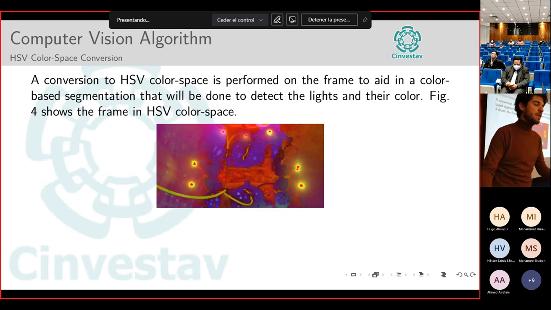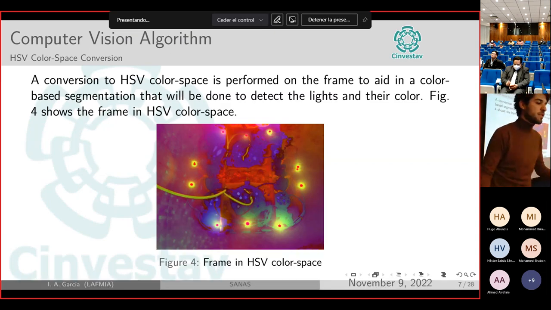The next step of the algorithm is an HSV color space conversion. This conversion is performed to aid a color-based segmentation. This color-based segmentation will be done for detecting the lights as well as detecting the color of each of the LEDs. This figure shows the frame after it has been converted to the HSV color space.